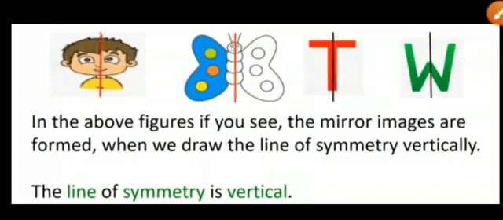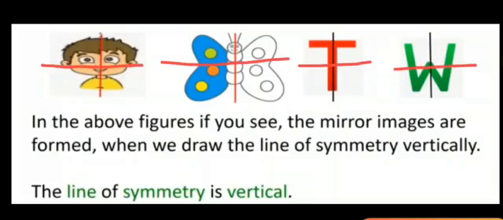Now suppose I am drawing horizontal line like this. So we can see that now these pictures are not divided in two equal parts, up and down. These two parts are not equal. So in these figures we can say that the line of symmetry is vertical only.